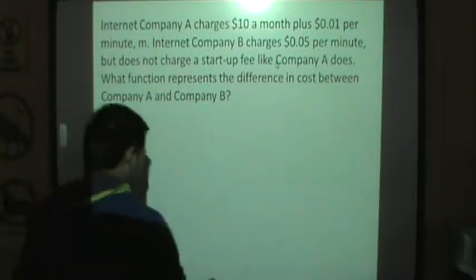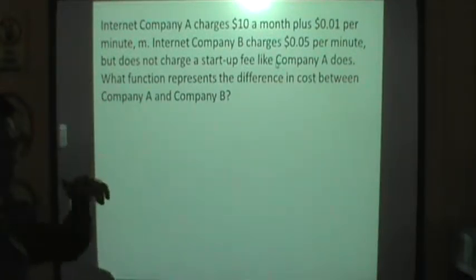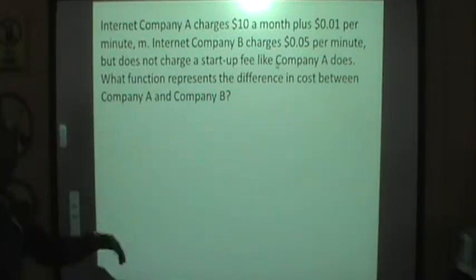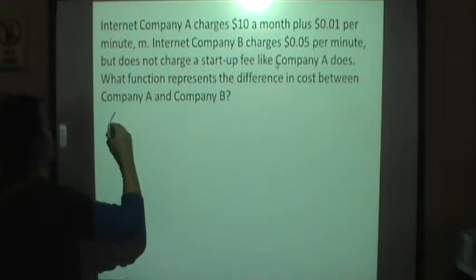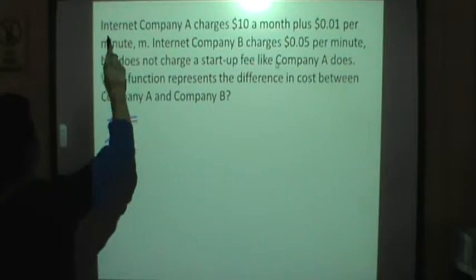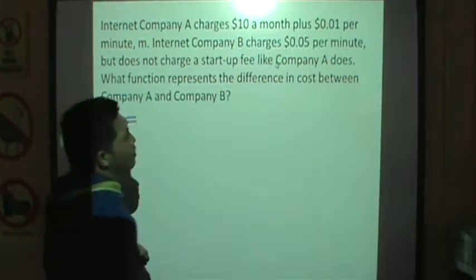Now, in this problem, first you have to identify, if there are two names, then you have to write name A or B. But here we got company A and then we have company B. So we can go ahead and just write A and B. Okay. Now, according to the problem, the internet company A charges $10 a month.